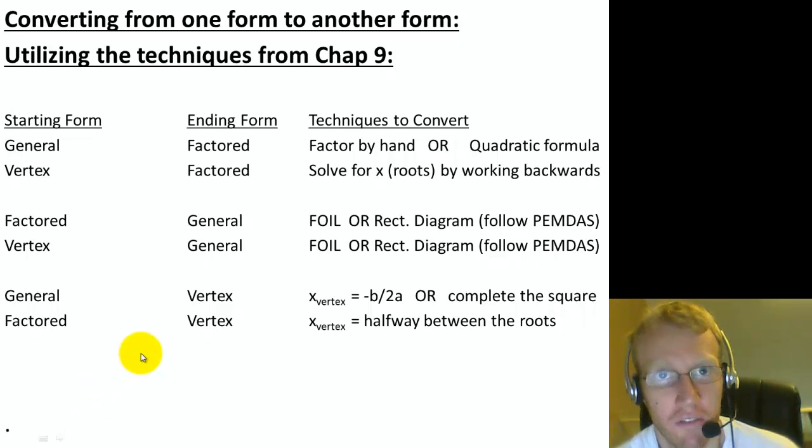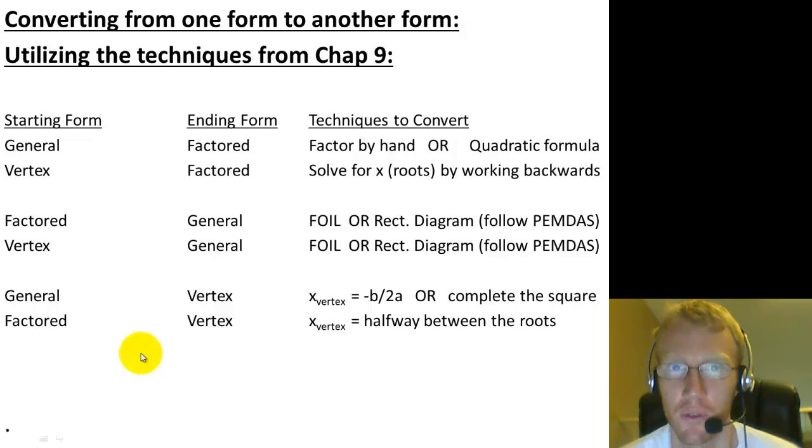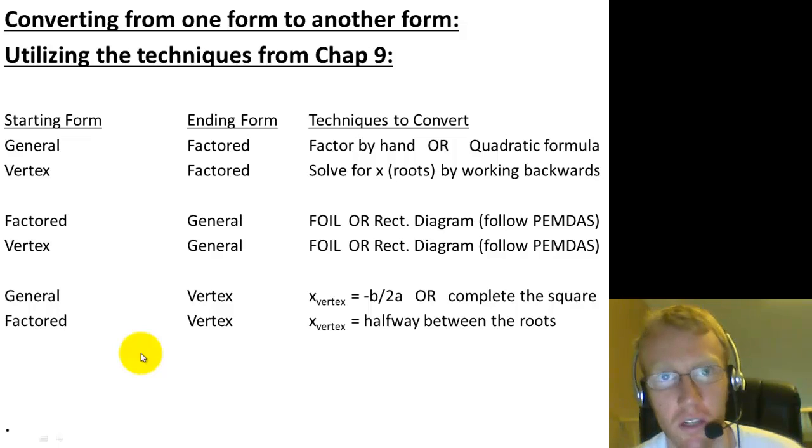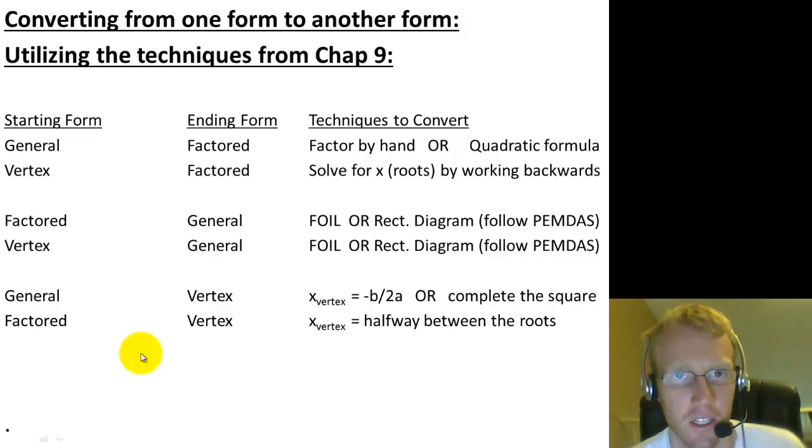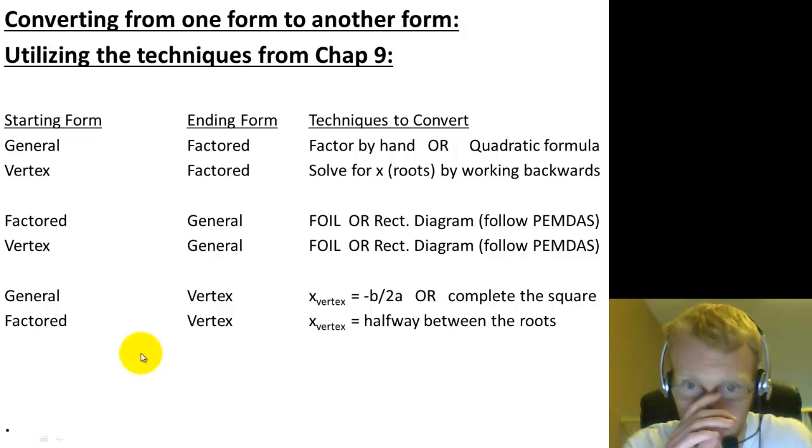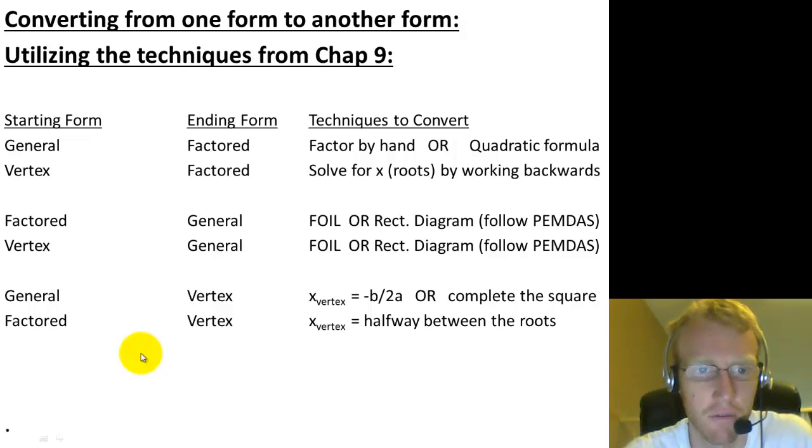We're finished with all the different techniques for converting different parabolas or quadratic equations from one form to another and finding things like roots and y-intercepts and vertices. So now we're going to have a quick video summarizing all the different things we've learned and reminding us of the different transitions we can make from the 6 possible combinations of forms.